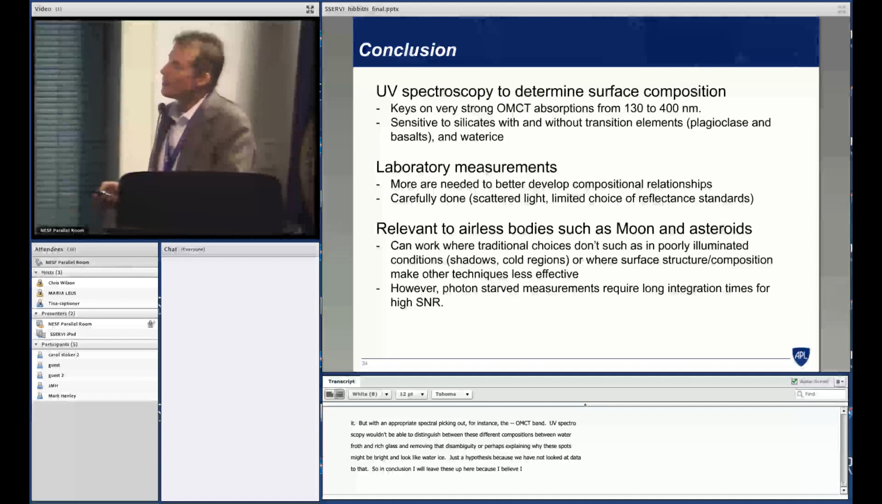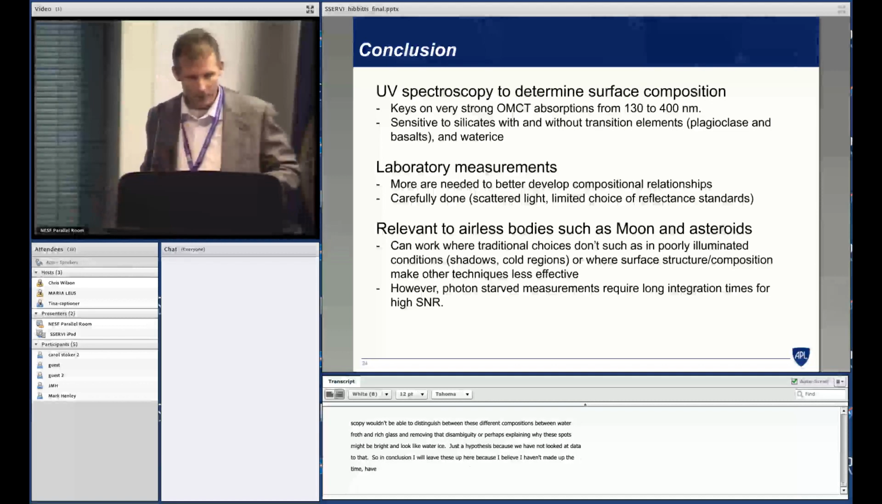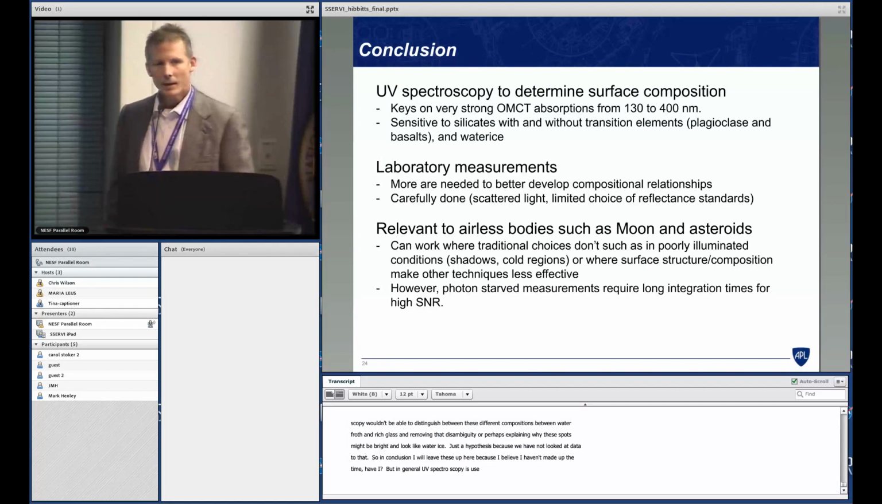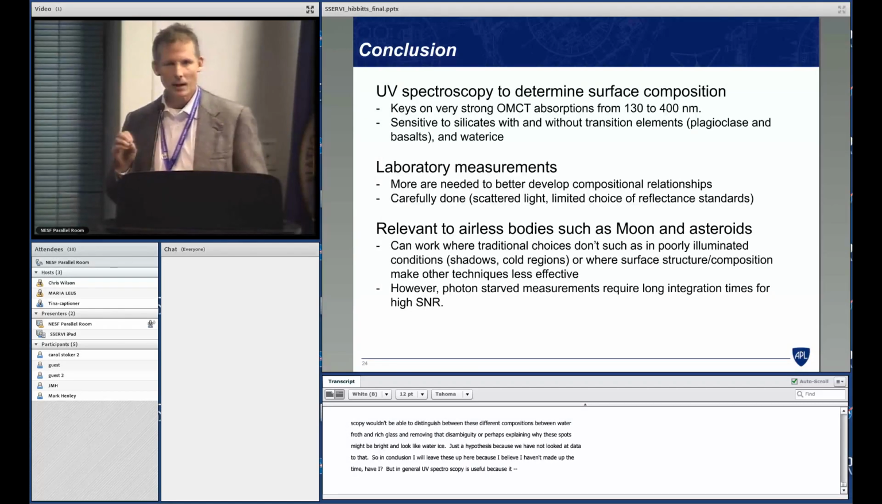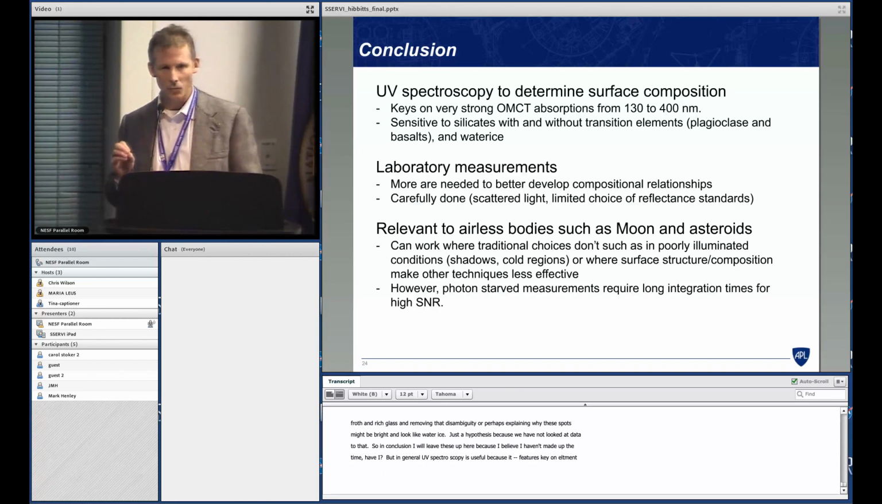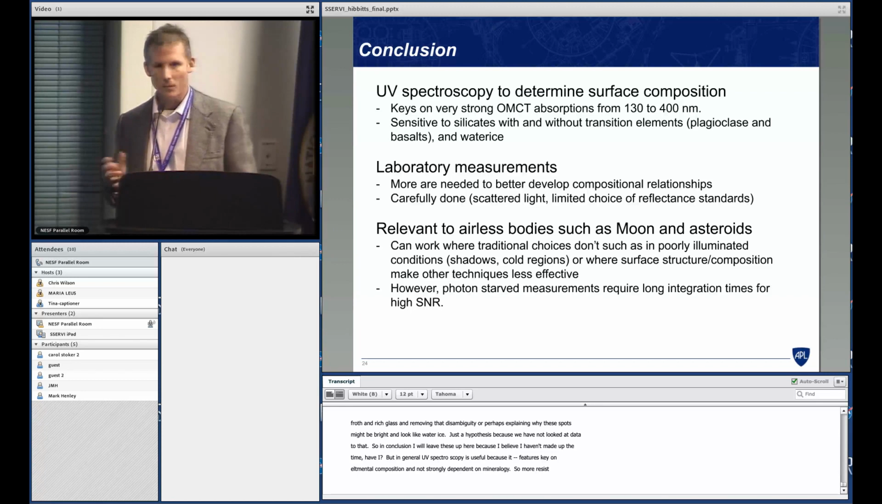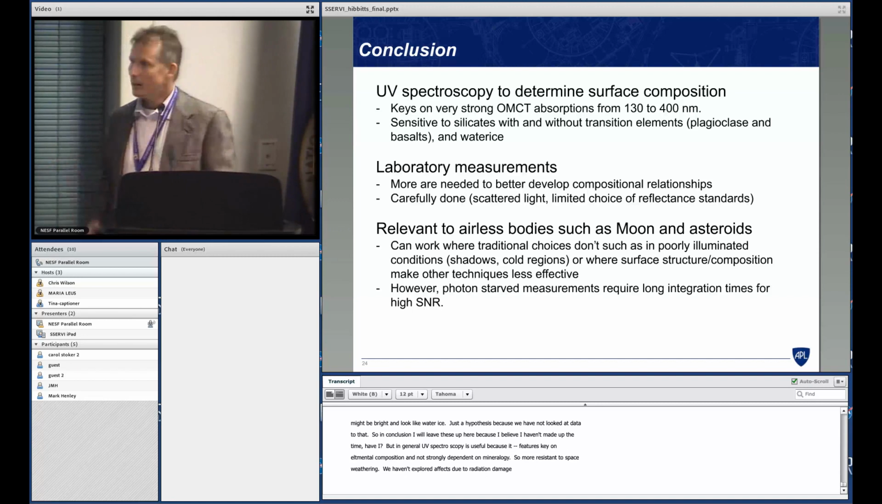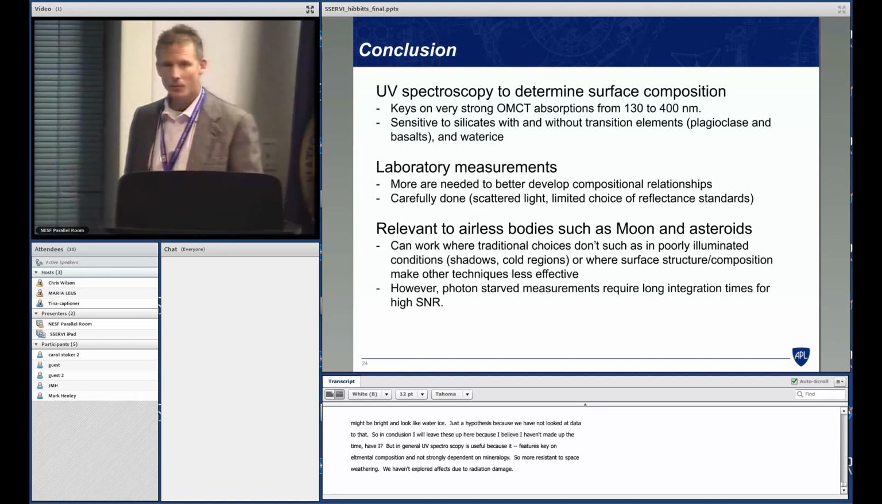But in general, UV spectroscopy is useful because it keys on features that are not used at other wavelengths. These features key on elemental composition. They are not strongly dependent on mineralogy, perhaps not even dependent at all on crystal structure. So more resistant to space weathering. We haven't explored effects due to radiation damage, including the presence of nanophase iron, which occurs in lunar-style space weathering. But those are for future measurements.